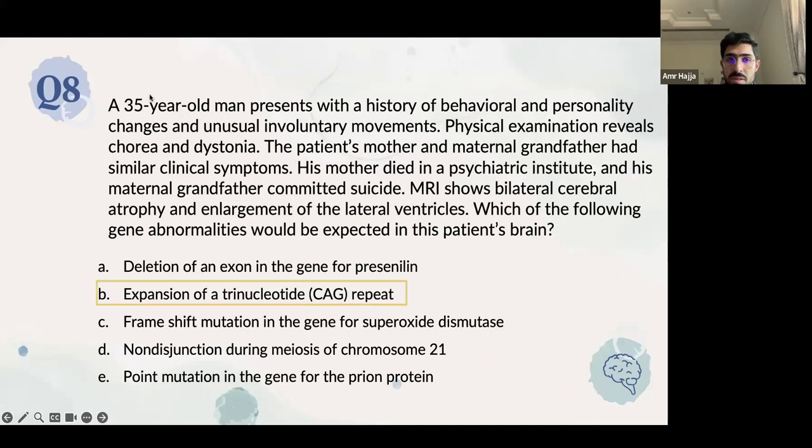And here we have the same thing, a 35-year-old male. His mother and maternal grandfather had similar clinical symptoms. So this is highlighting that it might be Huntington disease, and you guys correctly mentioned that it's Huntington.